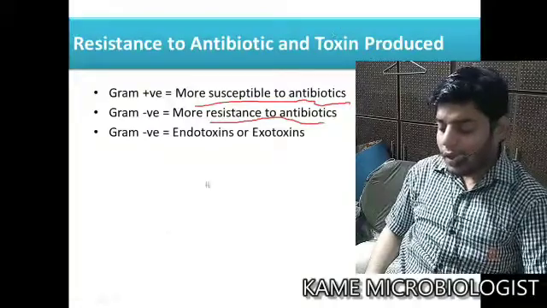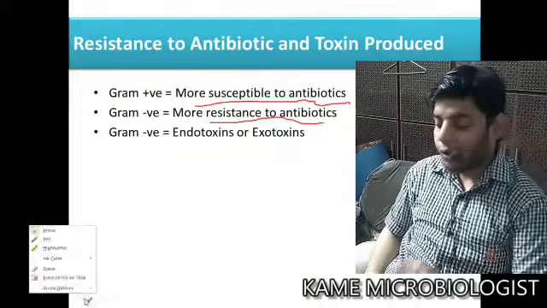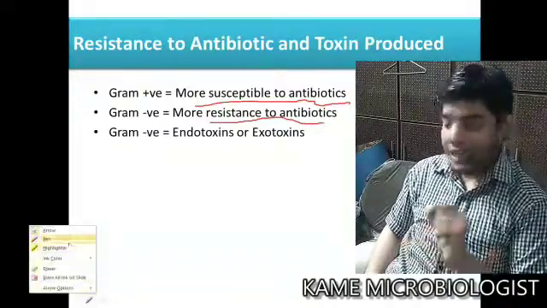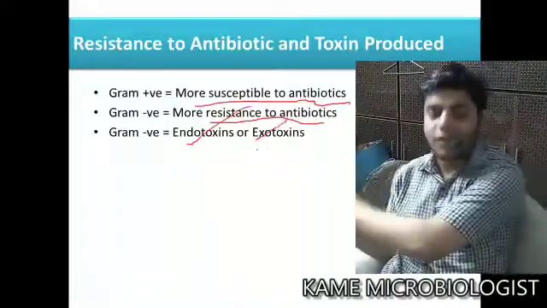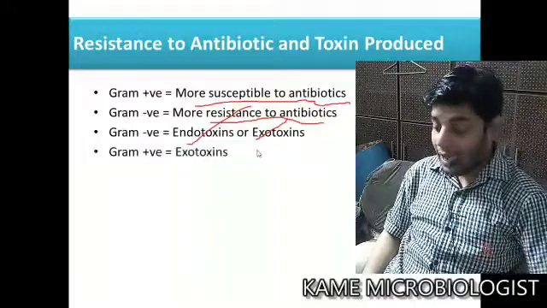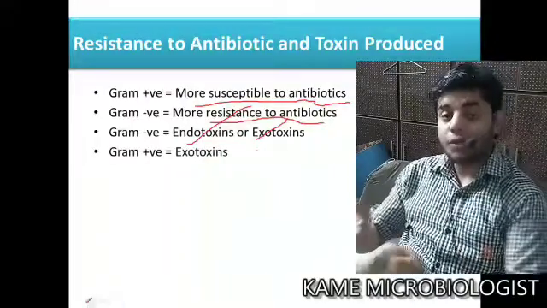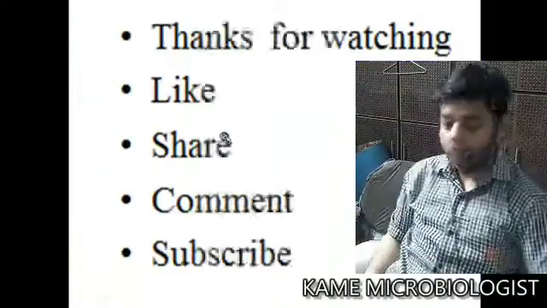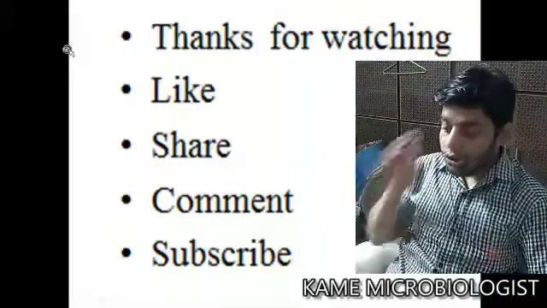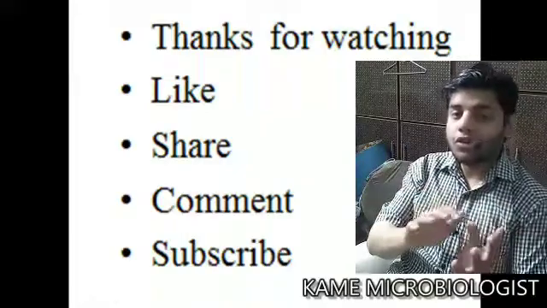Moreover, gram-negative bacteria produce endotoxin as well as exotoxin. Inside the cell they produce toxin, and outside the cell they produce toxin. And gram-positive bacteria produce toxin outside the cell. So both are still dangerous. That's all about the differences between gram-positive and gram-negative bacteria.